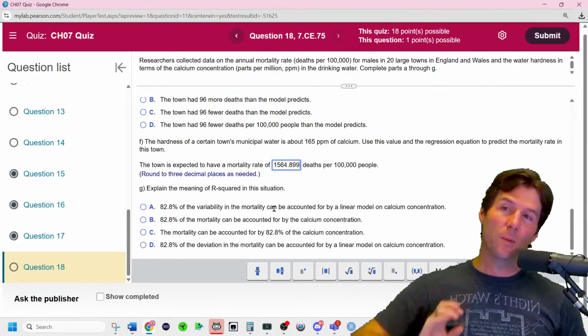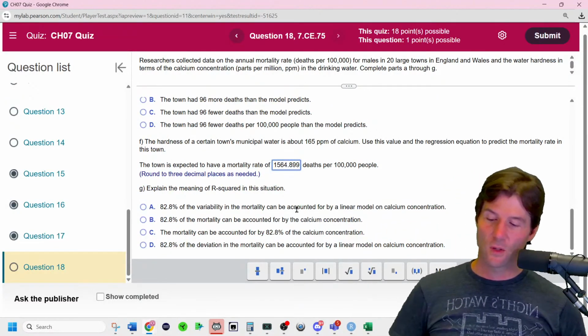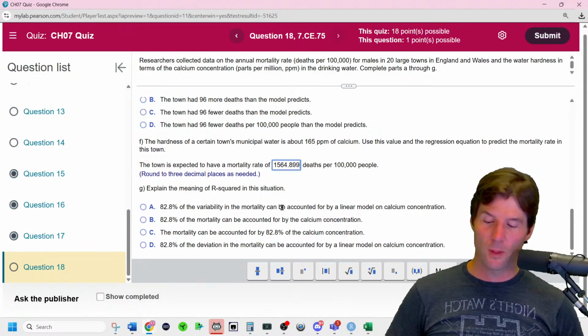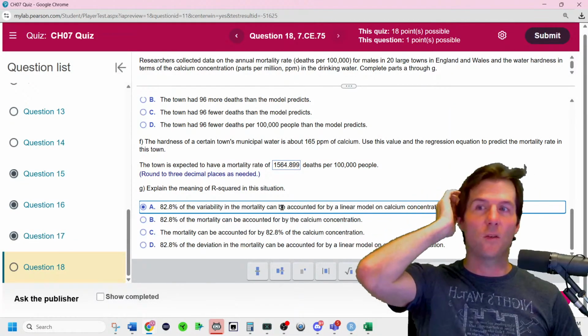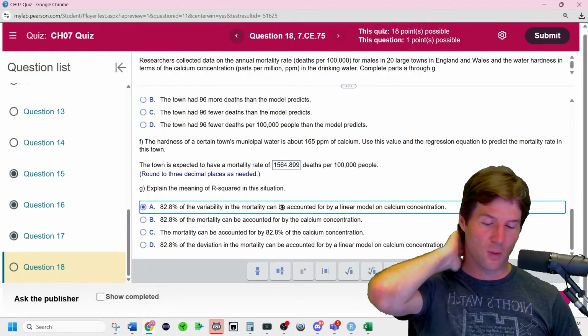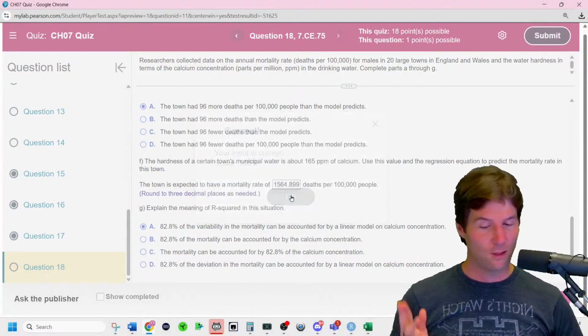Explain the R squared: blank percent of the variation in Y is explained by the variation in X. So 82.8% of the variability in mortality can be accounted for or explained by the variability in calcium. 82.8% of the variability in mortality can be explained by the variation in calcium. We should have 100. Got that 100.